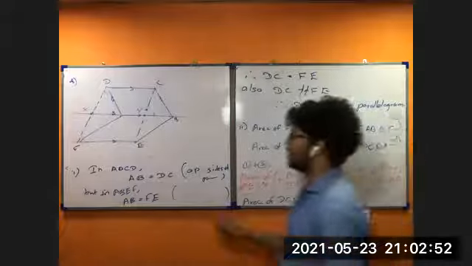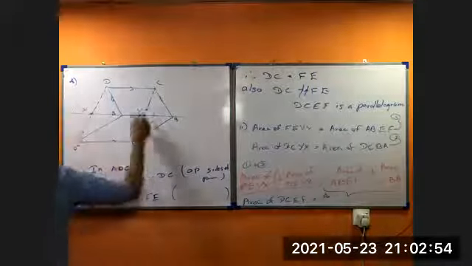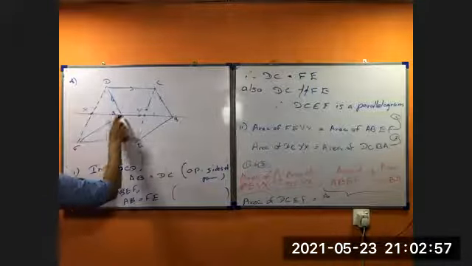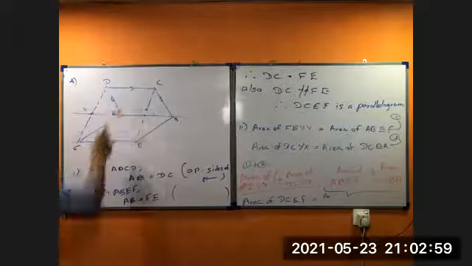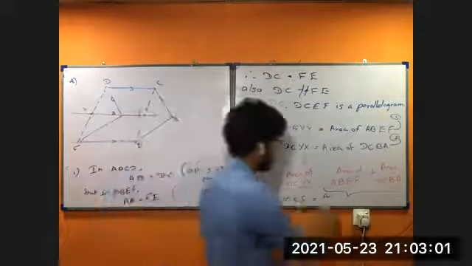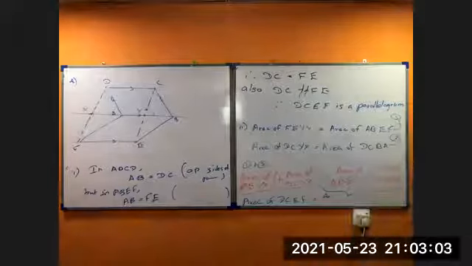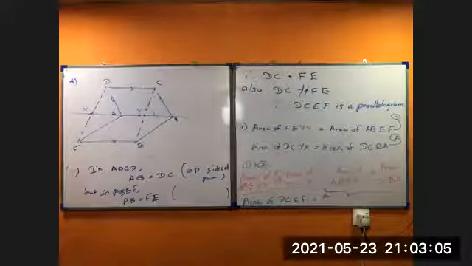So ABEF is this parallelogram. Area of DCBA is this parallelogram. So their areas are same, right? So this is what we have to prove. Done.